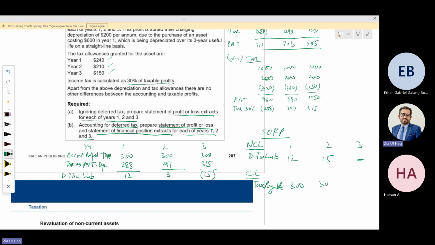How much? 300, 300, 300 each. That is based on accounting profit. Can you understand this? In year 2 it is more. What will happen? For year 2, it's a 3 increase or decrease in tax. But the previous opening balance was 12 plus the current increase of 3, giving 15. So for year 3, the current is negative 15, but the previous opening balance was 15. So negative 15, there is nothing. Can you understand this?